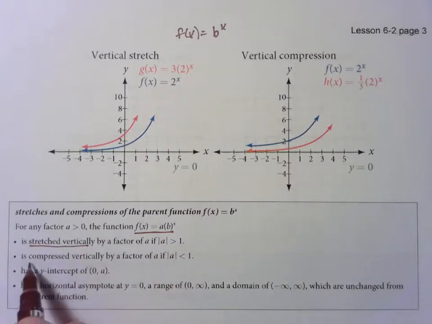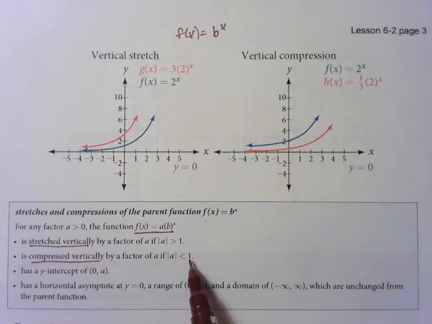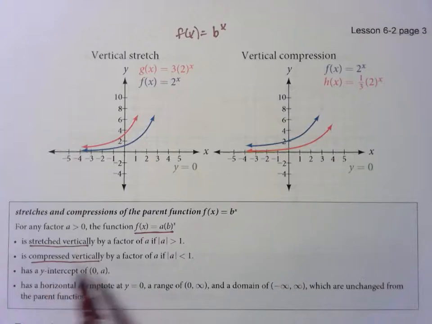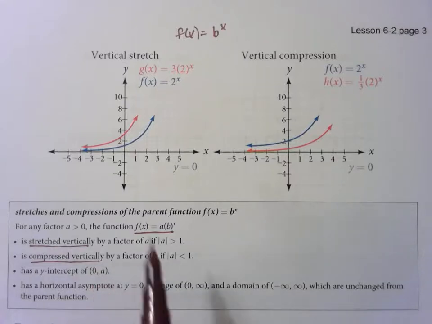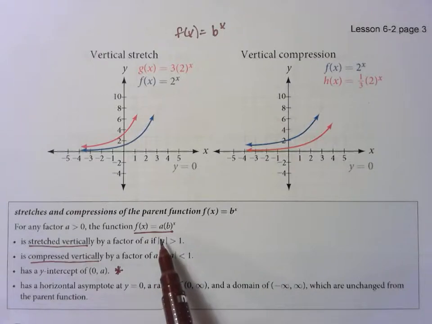It will be compressed vertically if this number is less than 1. Now remember, we're talking about it as a positive number. A sign will do something else altogether different. So if this number is less than 1, meaning if it's a fraction, then you're going to compress it vertically. This function has a y-intercept at (0, a). This is something new, and it's a quick way to get your y-intercept.